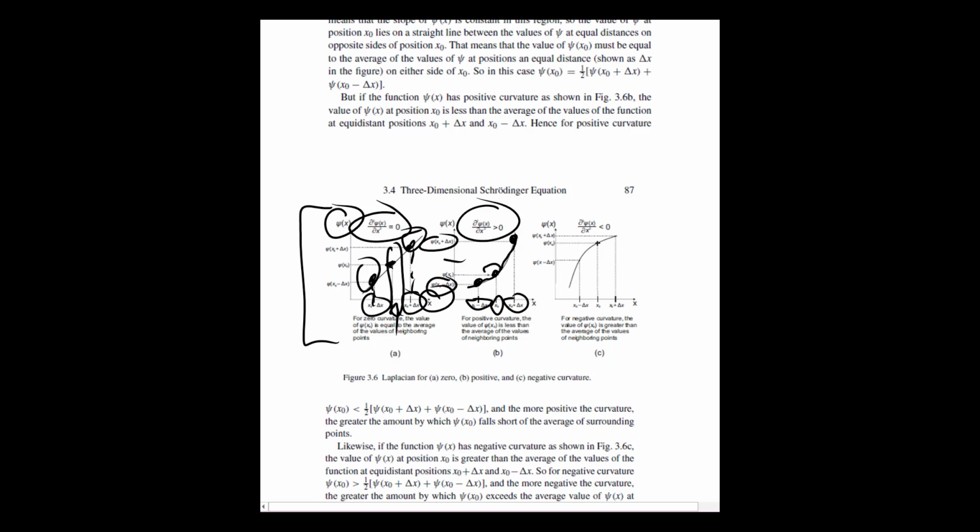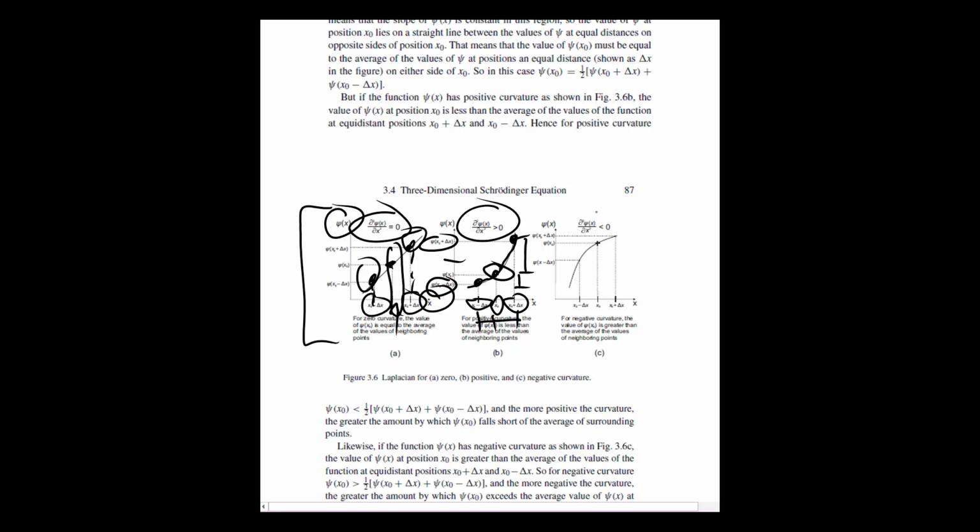But at x0, the value is less than the average value at the surrounding points. Notice we've gone an equal distance left and right, but the function has changed more in going to the right when we have positive curvature. So in this case, the value of psi at x0 is less than the average at the surrounding points.